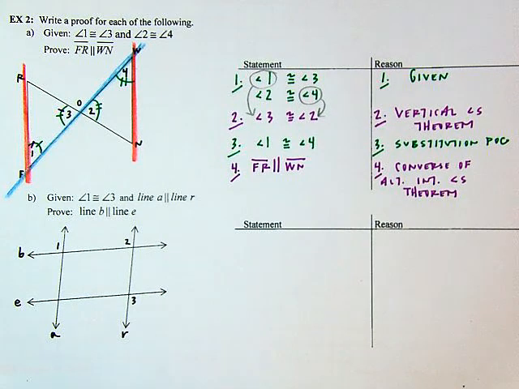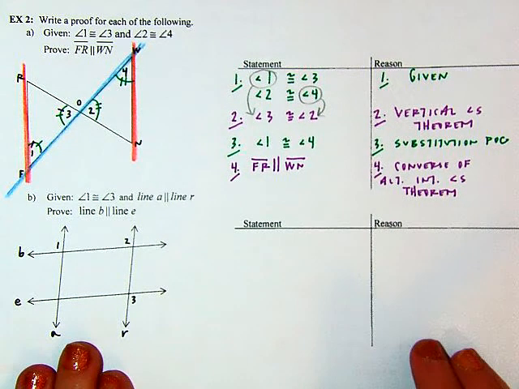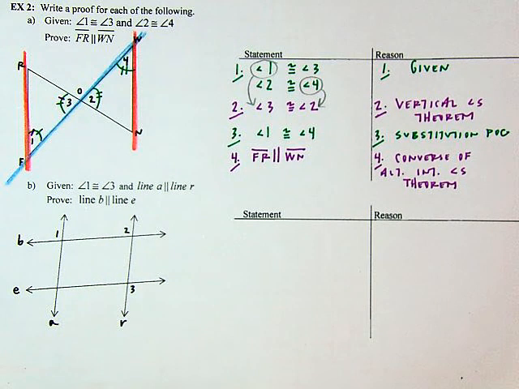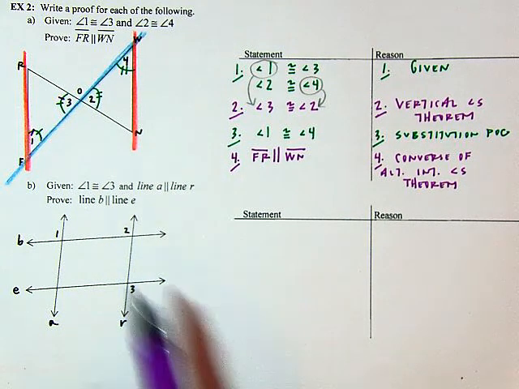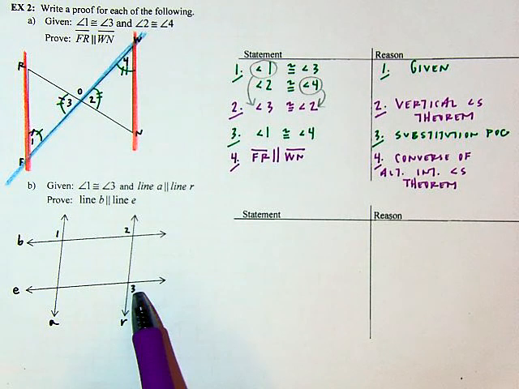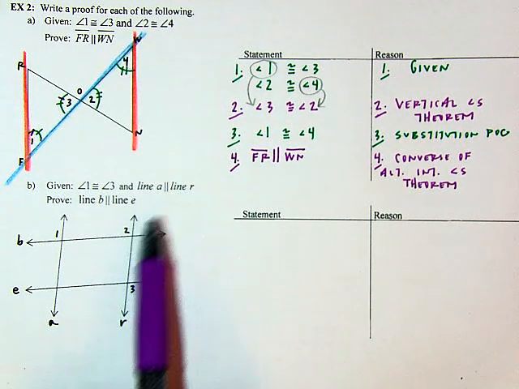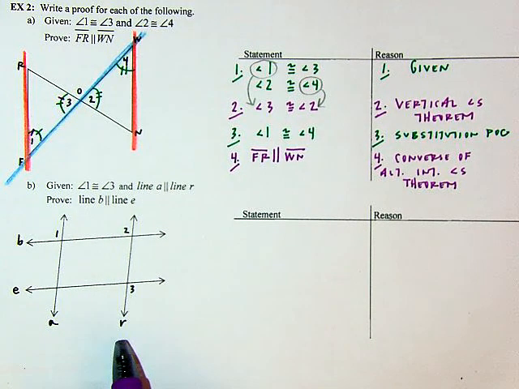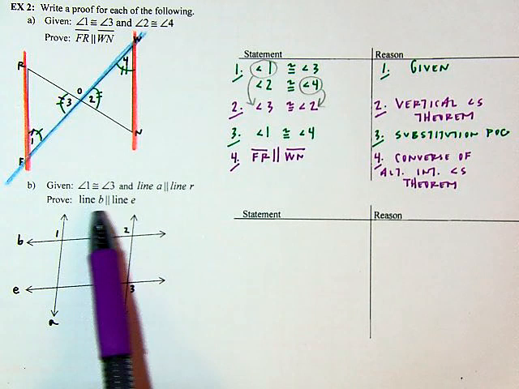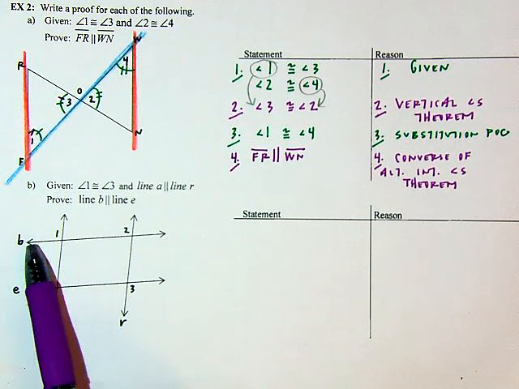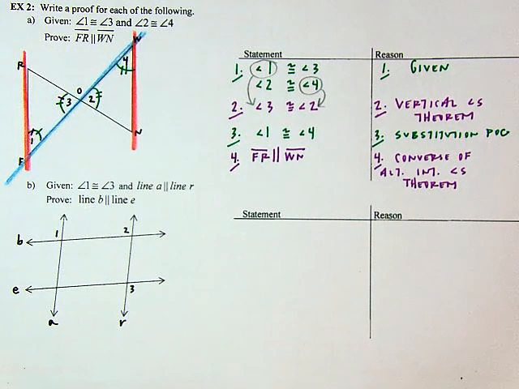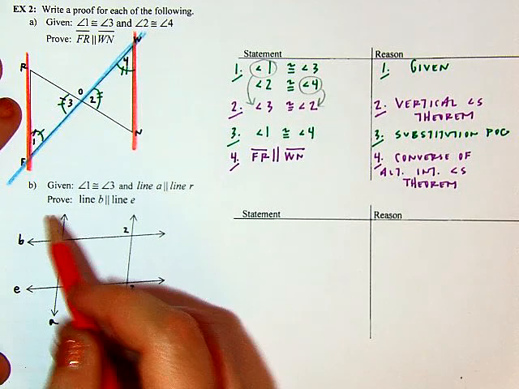Okay, so I've written my proof to connect the dots. In the last one, here I'm saying the starting point is angle 1 and 3 are congruent. We were also given that A and R are parallel, and we're trying to build to why it is that B and E must run parallel as well. So again, I'm going to use that same system of just keeping my eye on the prize. What am I trying to connect ultimately?